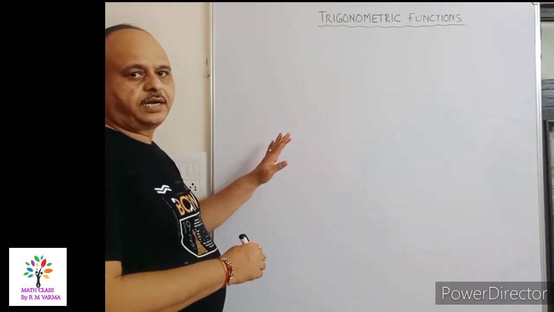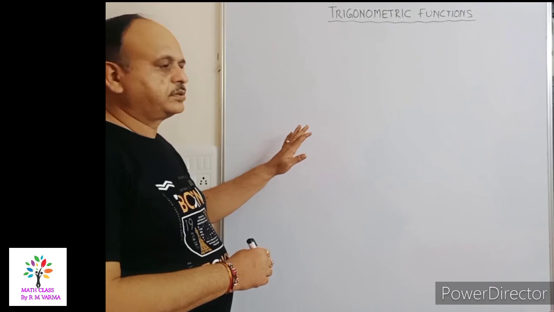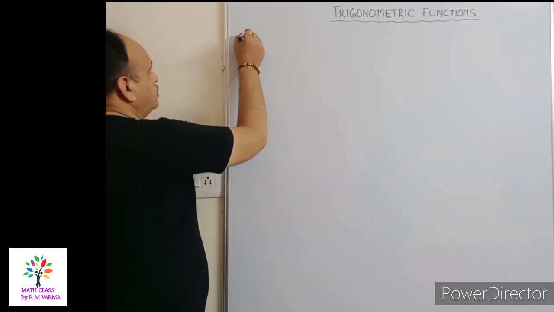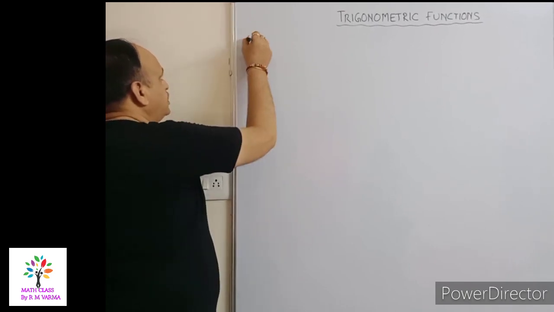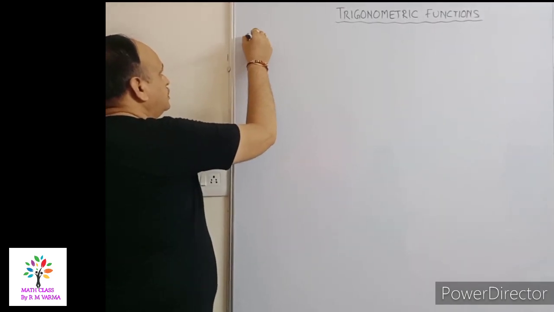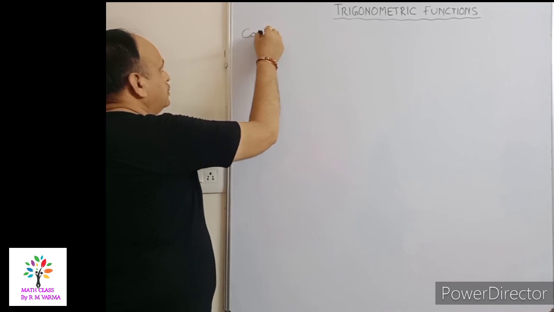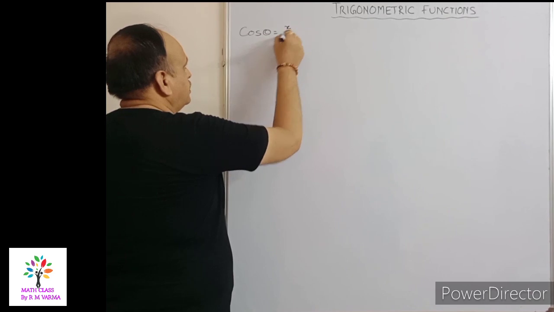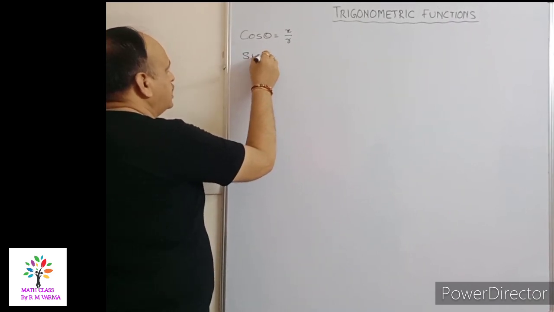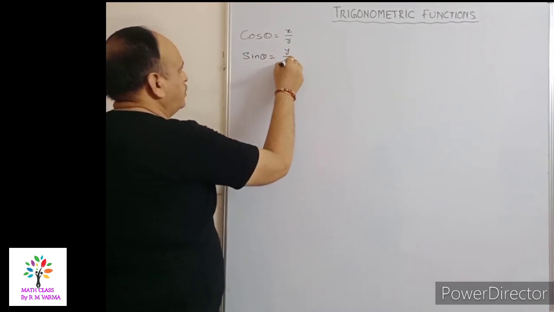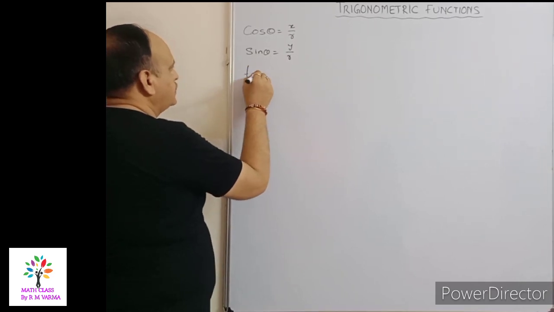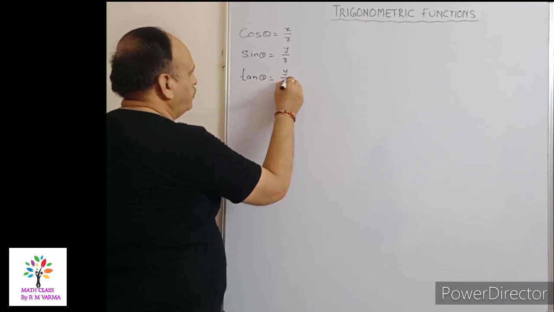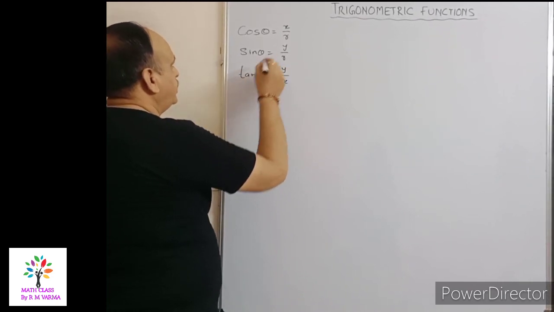Now once again I write the trigonometric ratios, and then we learn something more about it. So cos theta equals x upon r, sine theta is y upon r, tan theta is y upon x, right?